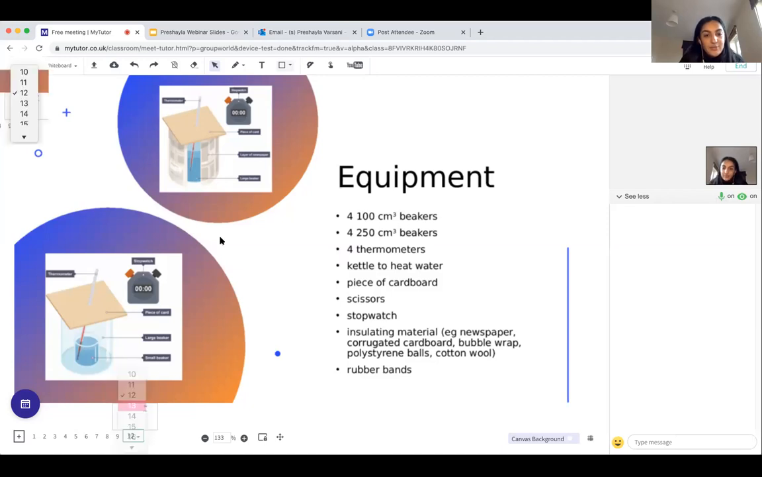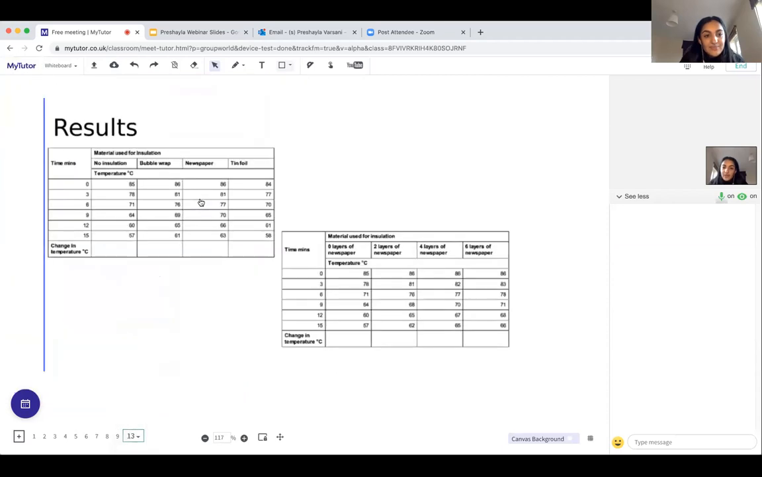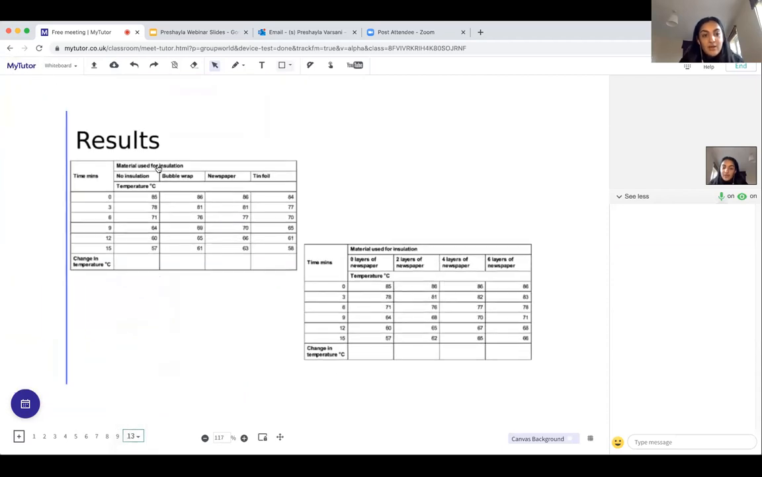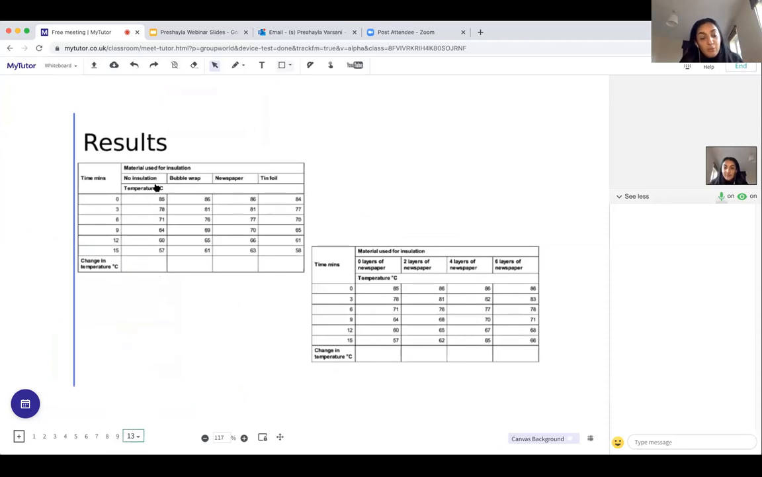So the results tables that we're going to have is, for the first part of the experiment, the material, so none, bubble wrap, newspaper, tin foil, they can be swapped out for whatever materials you're using. The temperature at the beginning, temperature 3 minutes later, 6 minutes, 9 minutes, 12 minutes, 15 minutes. Remember, you can pick whatever intervals you want, but this is taken from the AQA required practical booklet, so I would definitely go with 3 minute intervals.